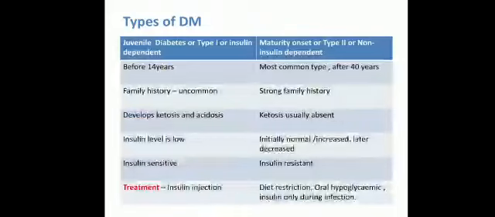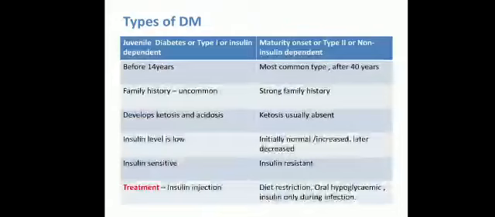Ketosis and acidosis develop with the condition. Insulin levels are low. Type 1 diabetes is insulin sensitive, and the treatment normally used is injection of insulin.